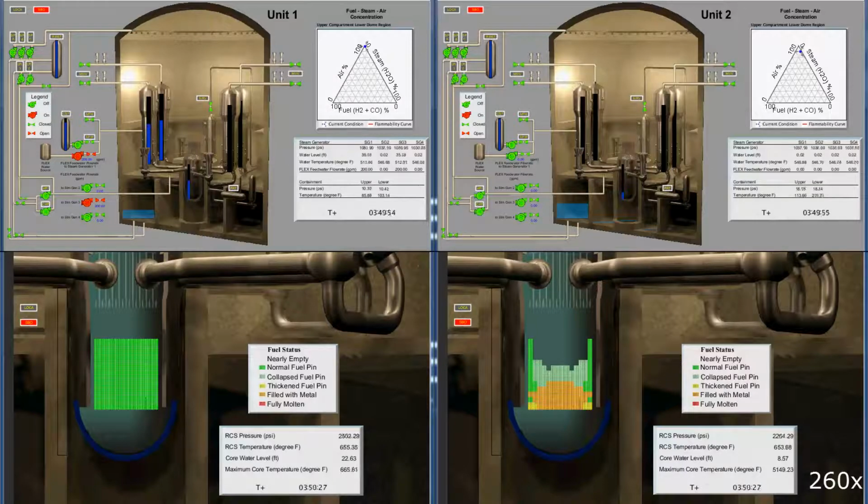As this is happening in Unit 2, the Unit 1 core has remained intact thanks to the operation crew's ability to put flex pumps into service. Unit 1 core water level has been maintained and the fuel has remained below its melting point.